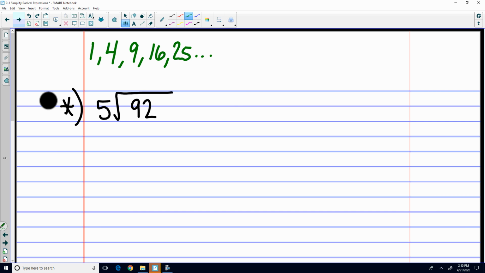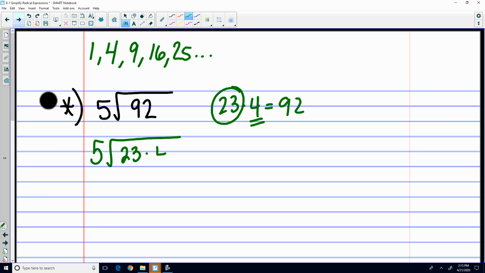23 times 4 is actually 92. And I can see that this 23 isn't going to have any more of these perfect squares in it. And so I'm going to use 4. So I'm going to rewrite my problem. 5 square root of 23 times 4.